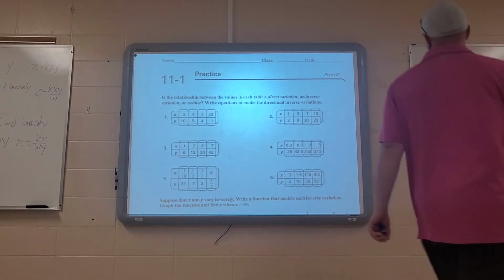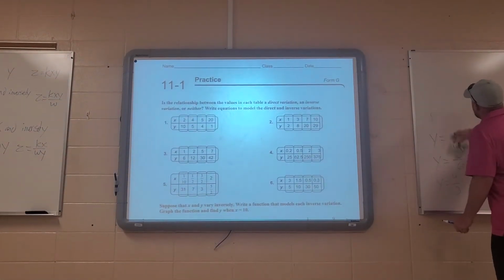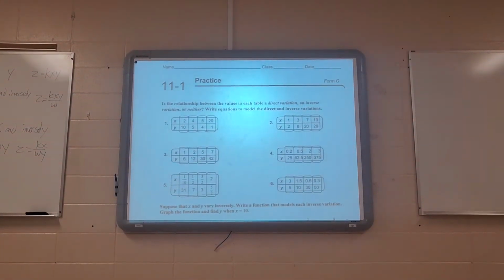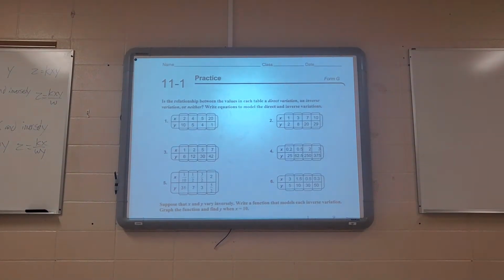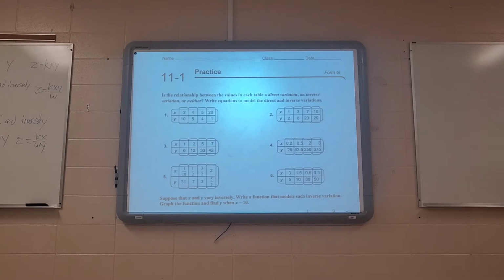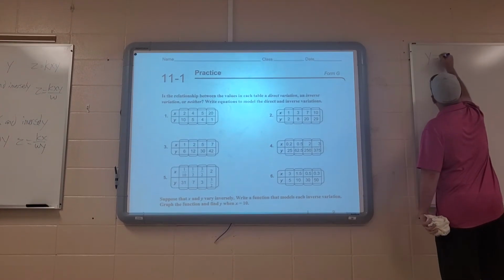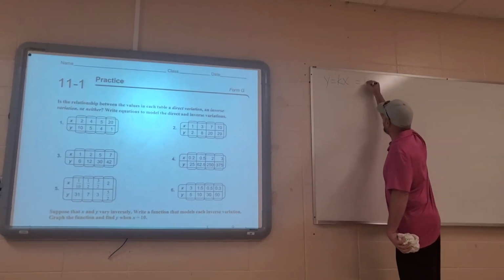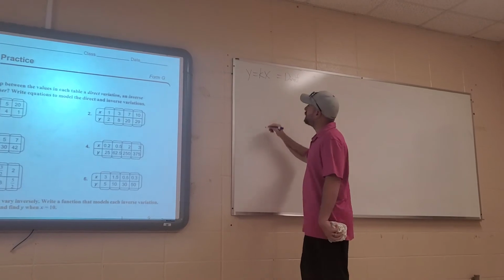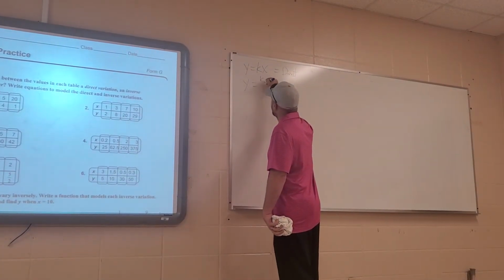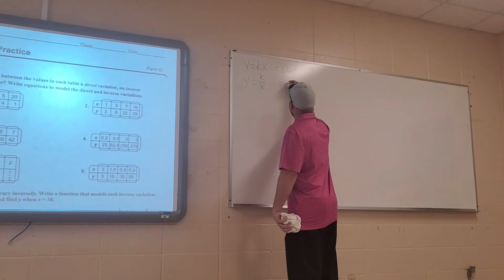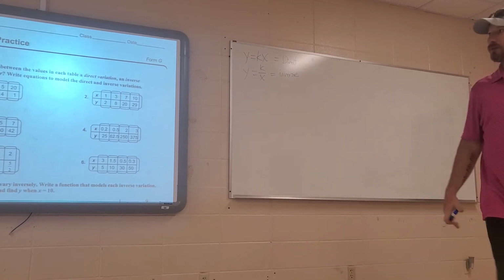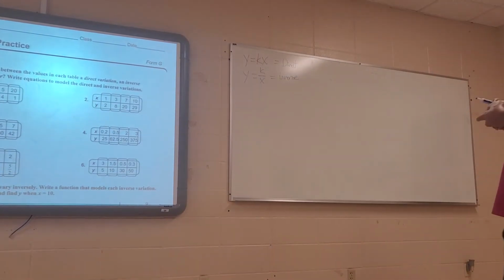Okay, so on this one, it says, is the relationship between the values in the table direct, inverse, or neither? So this is direct. We already know that this is inverse. And then neither would be neither of those, right? So, let's look at the first one.